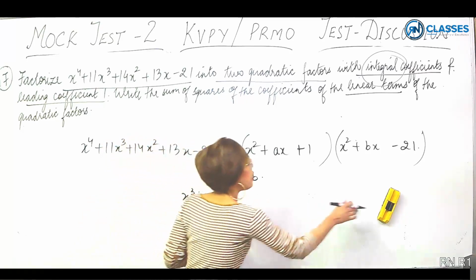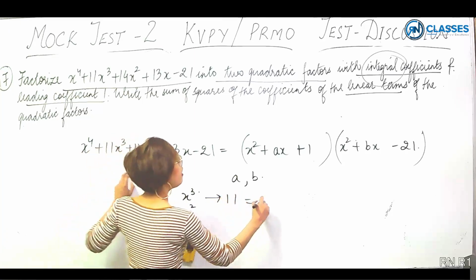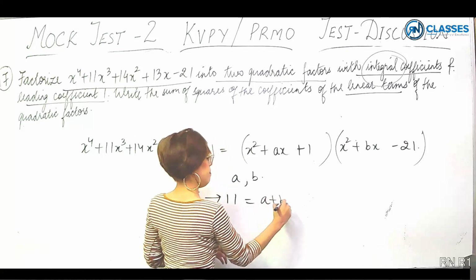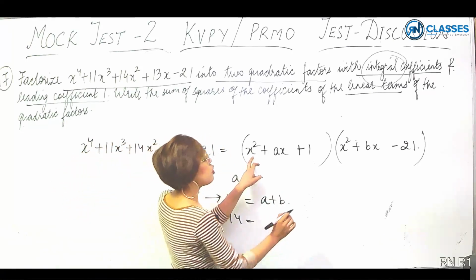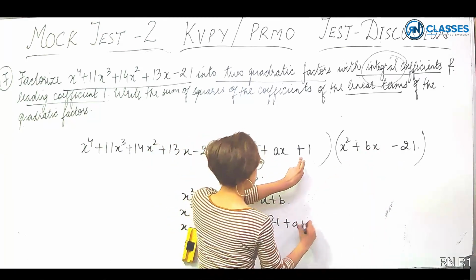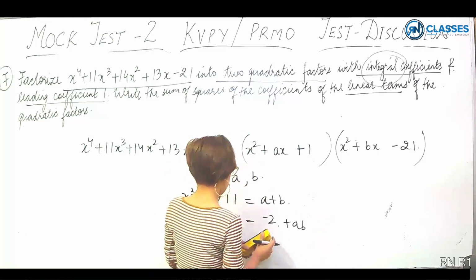Actually, let's try to do that. So, coefficient of x cubed, here obviously it is 11 and here I can write b plus a, so that is a plus b. Coefficient of x square, here it is 14 and here the coefficient of x square is minus 21 plus ab plus 1. So, this is minus 20 basically.